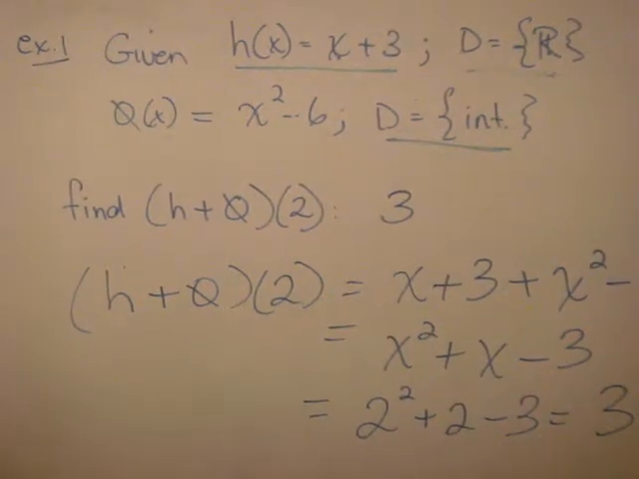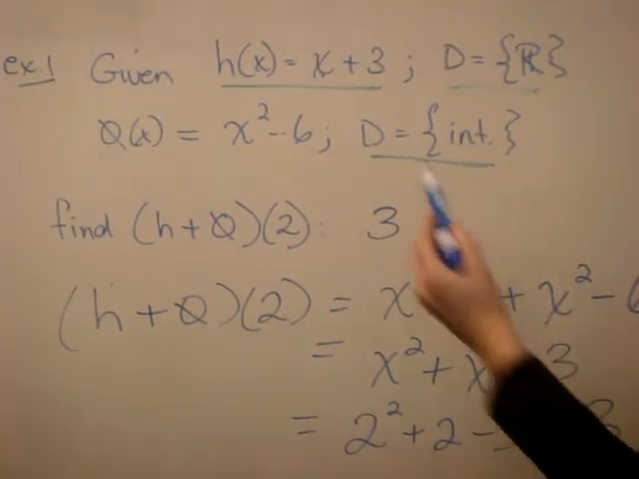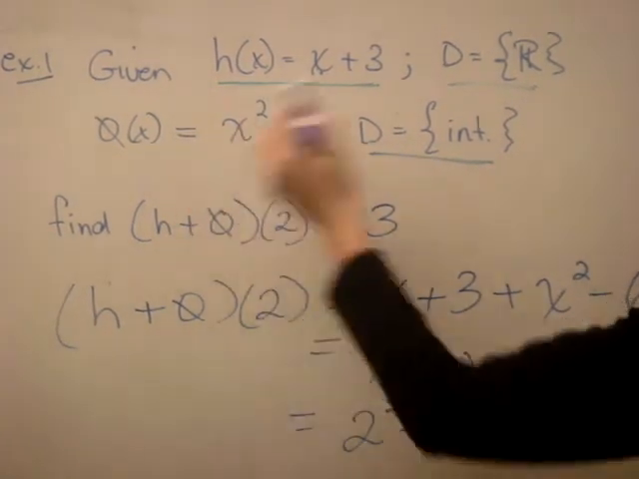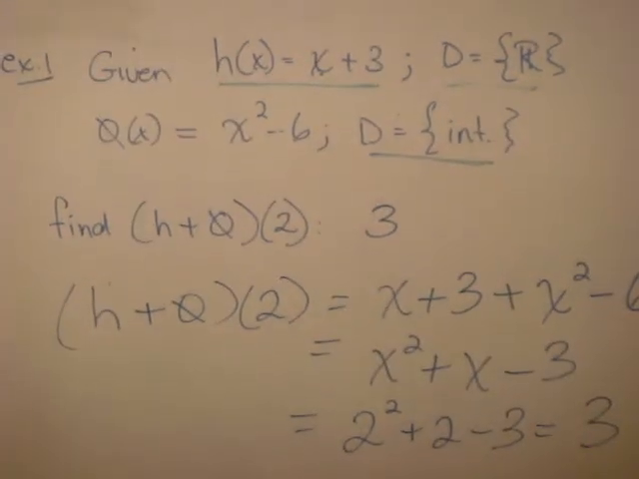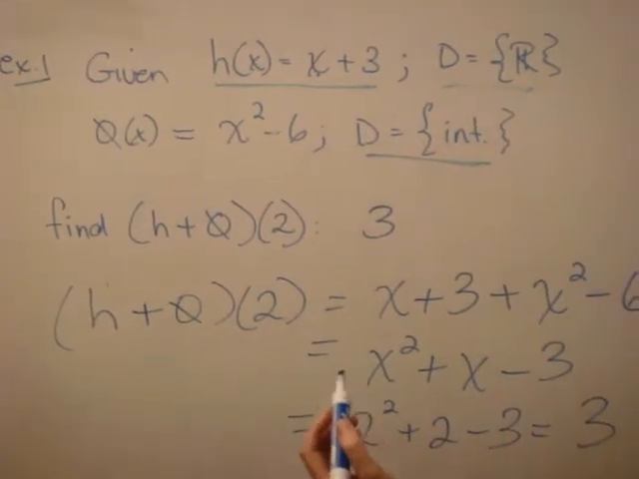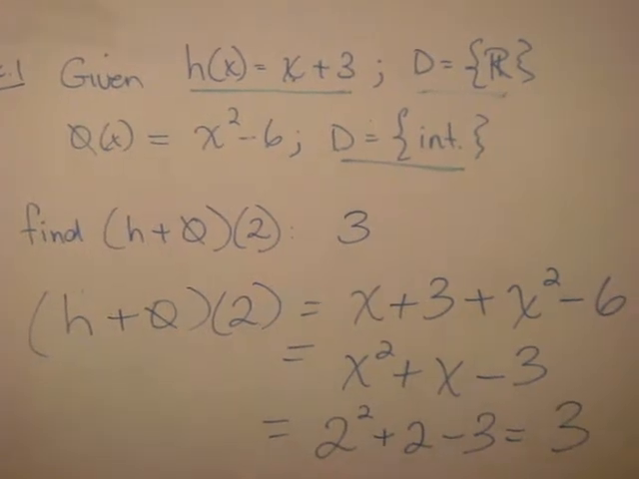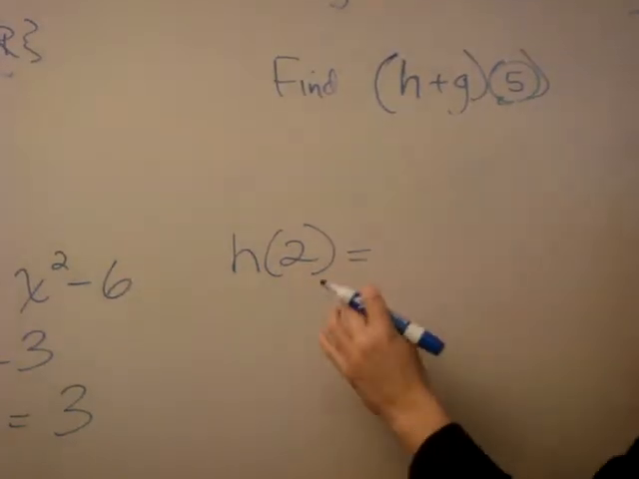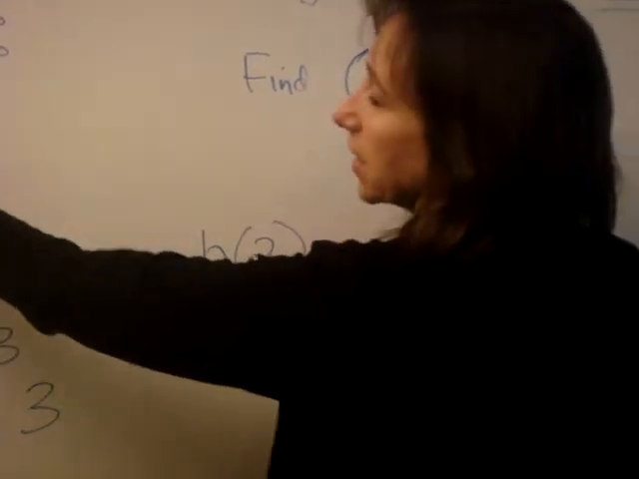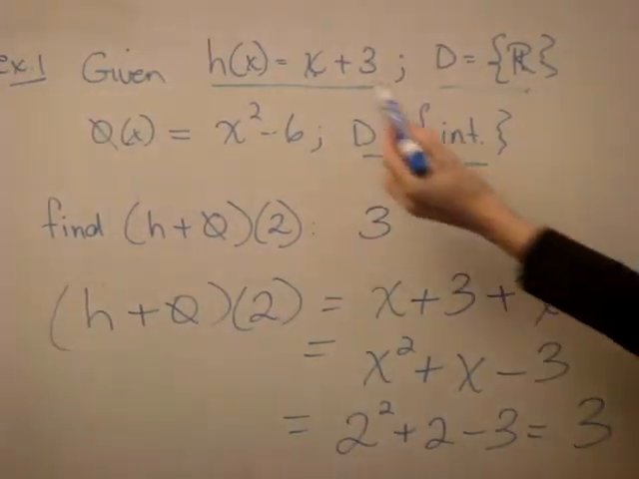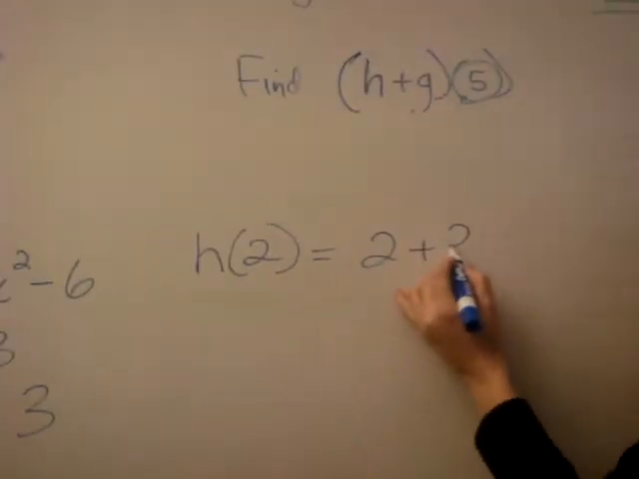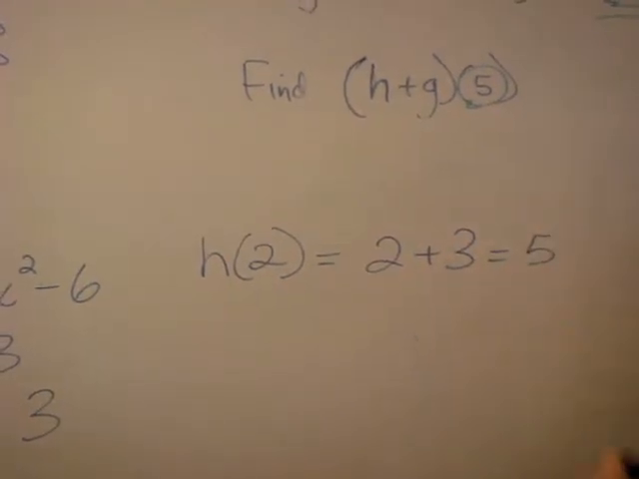If you don't like that method, we can evaluate the h function with 2 in it and the O function with 2 in it and add those two answers together. So let's try that way. So let's do h of 2. So we go to our h function, it's x plus 3. So where I see the x, I'm going to put a 2. So that's 2 plus 3. And that gives me 5.